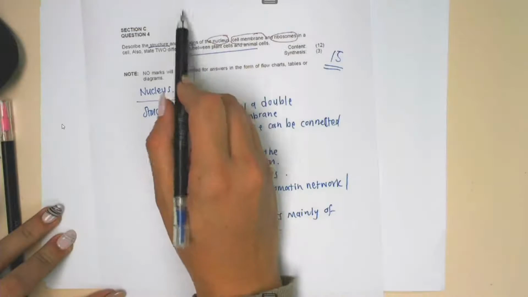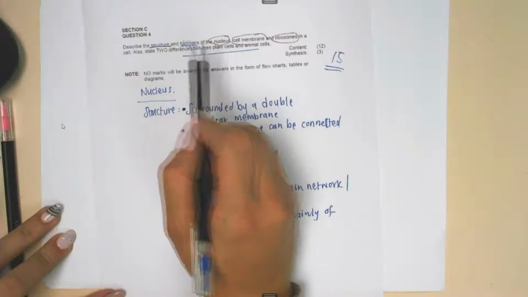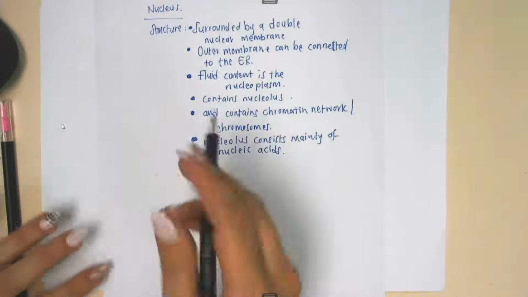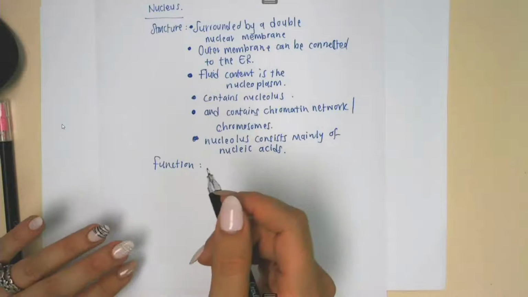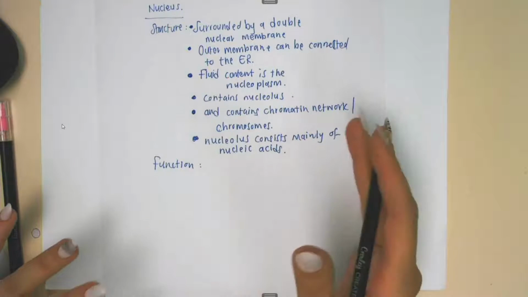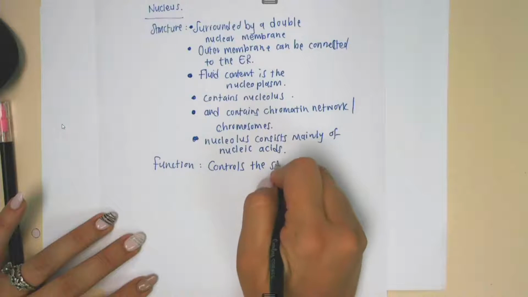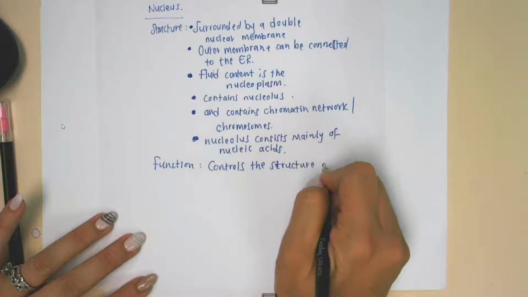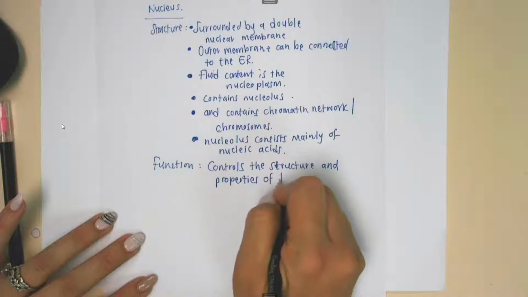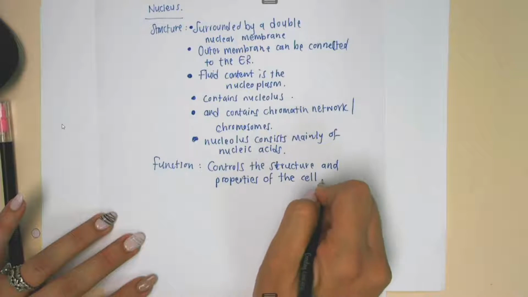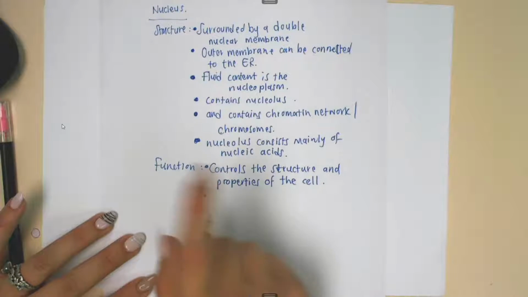Remember, they also asked us for the function of our nucleus, because we have to do both for each one that they asked for. So then you would write function and discuss what the function is. It controls the structure and the properties of the cell, as well as it carries your hereditary characteristics, remember, from parent to offspring.